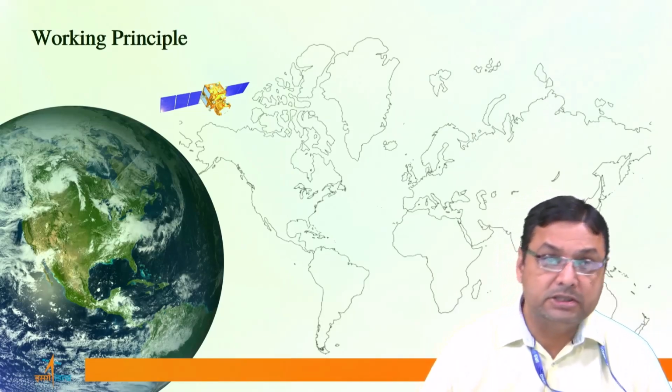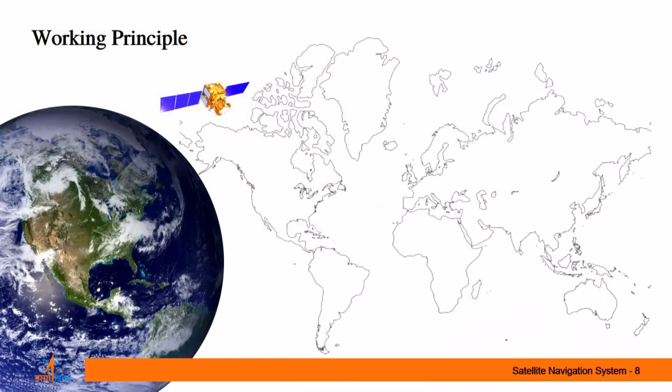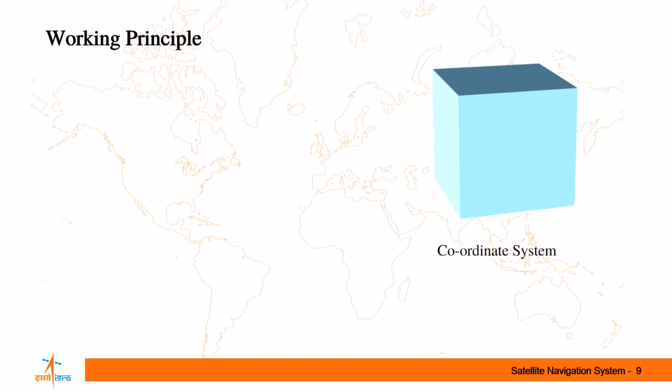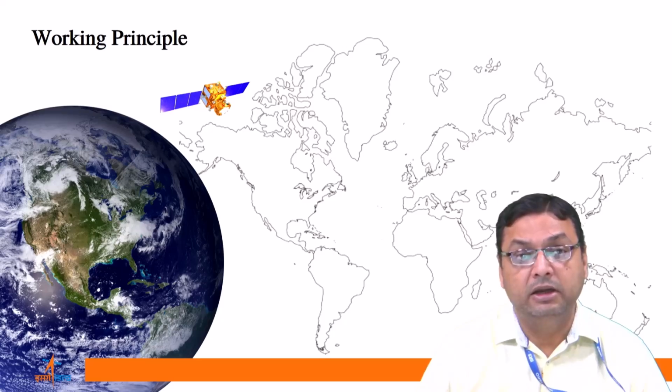Now, if we have to understand the working principle of GPS, primarily what happens is that the signals come from the satellite. They begin from the satellite at time t1 and arrive at the user receiver at time t2. When we multiply this travel time by the velocity of light, it provides us the pseudo range, that is the distance between the satellite and the receiver.